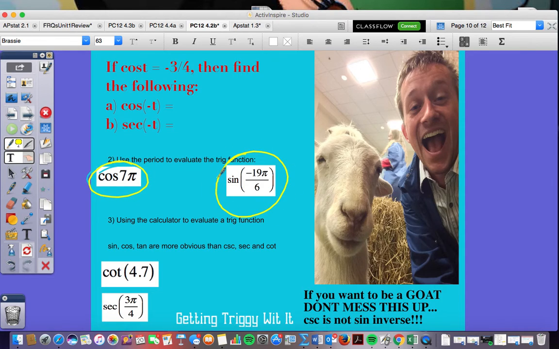Negative 19 pi over 6 is a little tougher. What would you do in order to get it to an angle that we would know? Perfect. Maybe, and what would we do to find that coterminal, Caitlin? Good. I like that. So we take negative 19 pi over 6, add 12 pi over 6. Can everyone see why we got 12 pi over 6? It reduces to 2 pi. And then I just keep adding until I get something here.